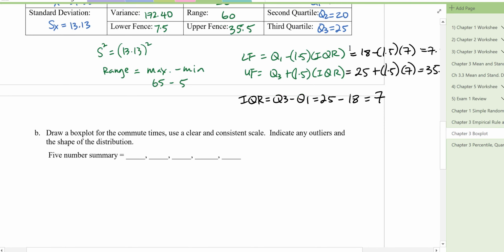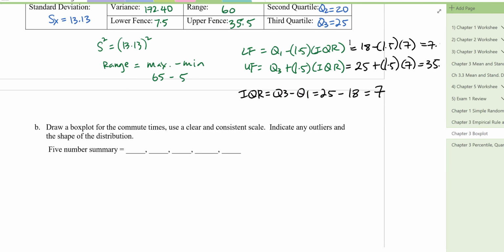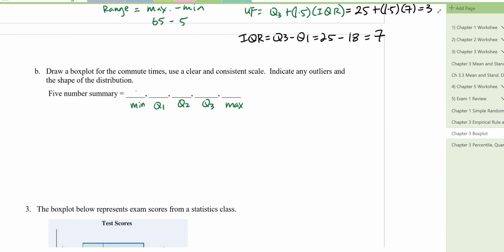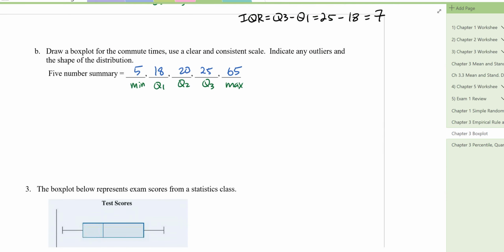Now, the 5 number summary is your minimum, and then Q1, Q2, Q3, and the maximum. Those numbers are called a 5 number summary. So let's write it down. So the 5 number summary, we already found it. The minimum in this case here is 5. Okay, so those are the 5 number summary. So now let's draw a box plot for commute times. So let's do it.